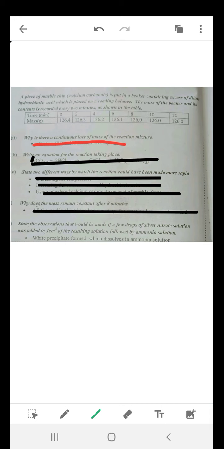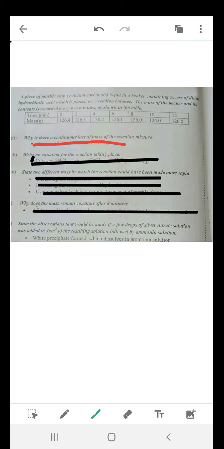A piece of marble chips, calcium carbonate, is put in a beaker containing excess of dilute hydrochloric acid, which is placed on a reading balance. The mass of the beaker and its contents is recorded every 2 minutes as shown below.